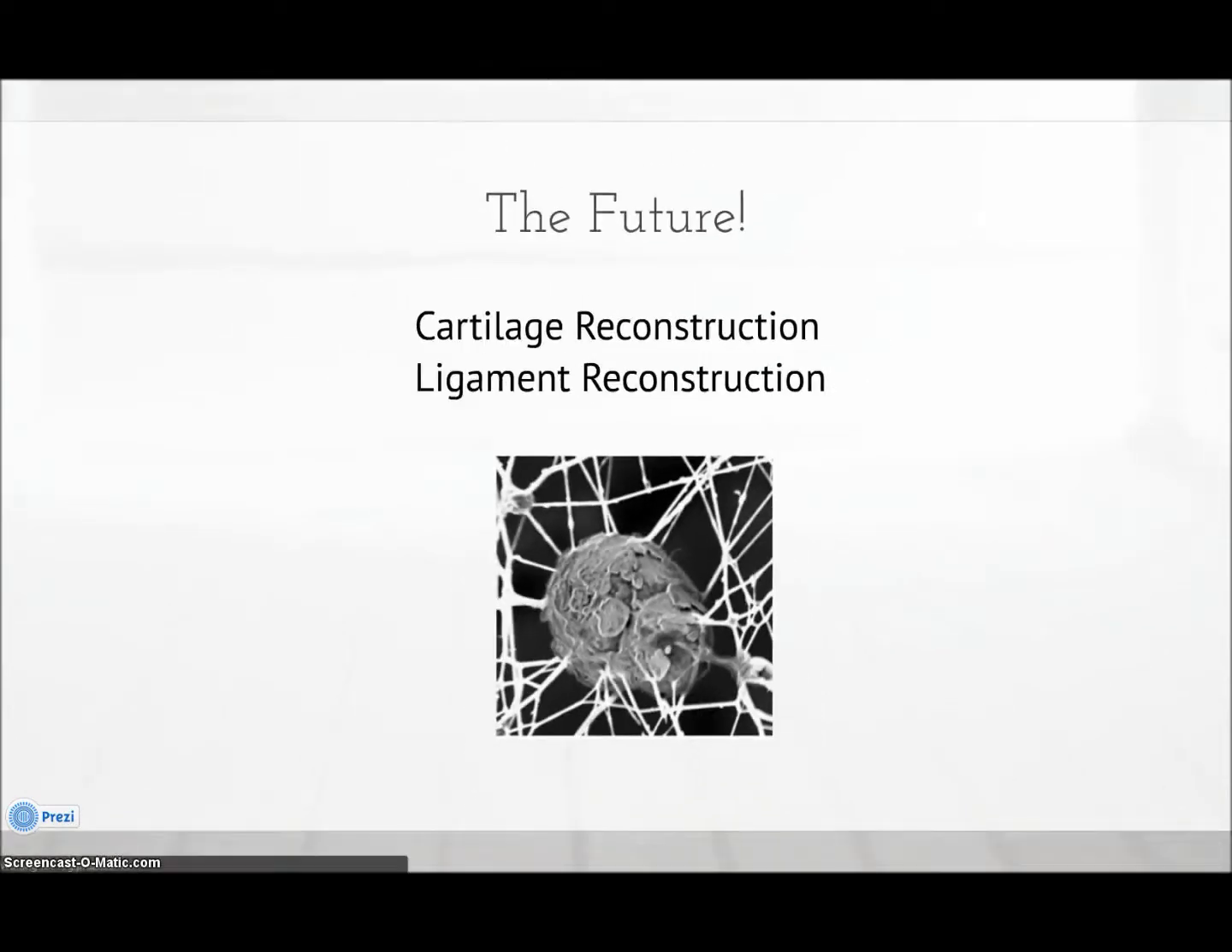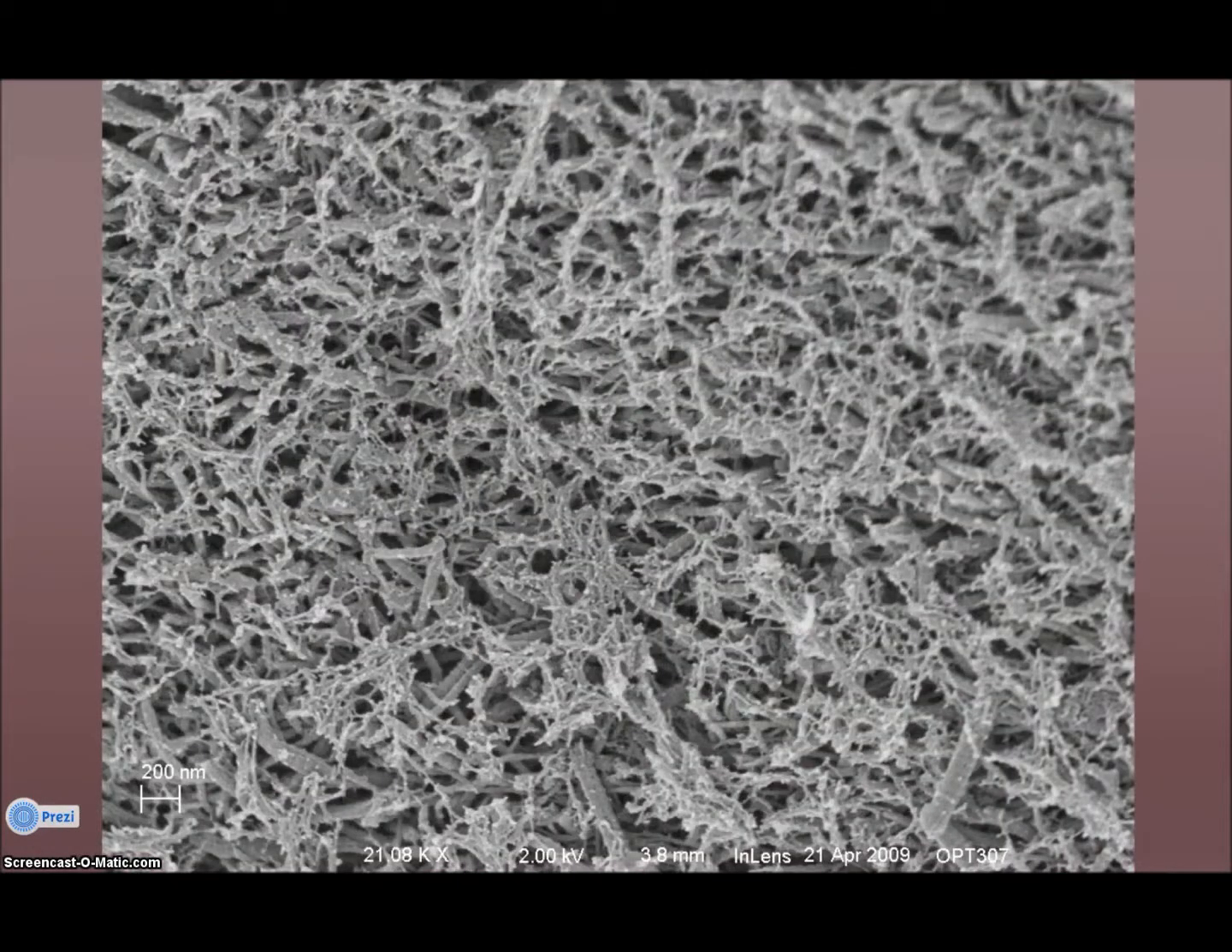Really quickly, we're just going to zoom in right here. Got a pretty cool picture. This is a scanning electron microscope image of actual collagen cartilage fibers in a knee joint. You can see in the lower left the scale is around 200 nanometers, so this is a very, very complex, tiny structure that is incredibly difficult to replicate.